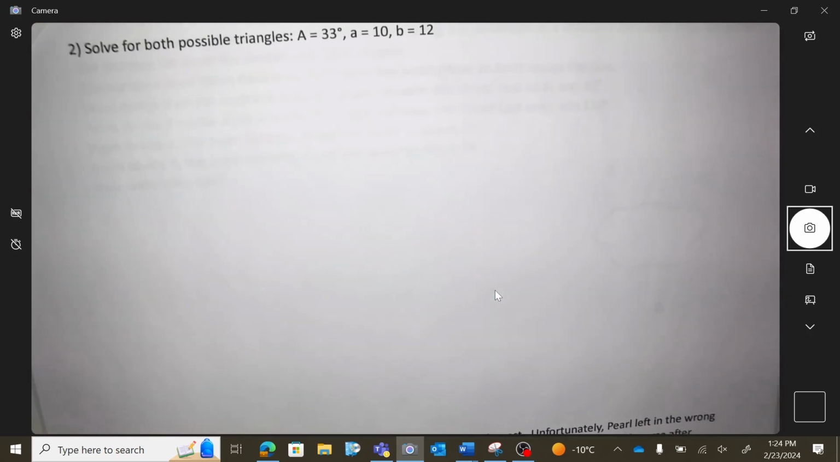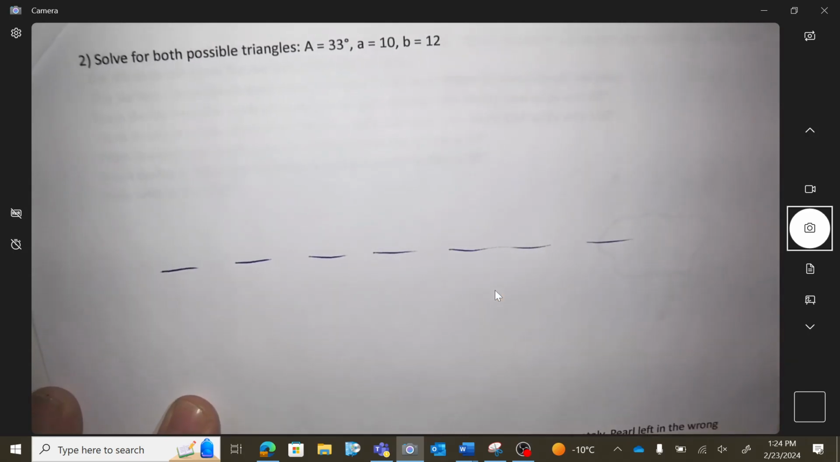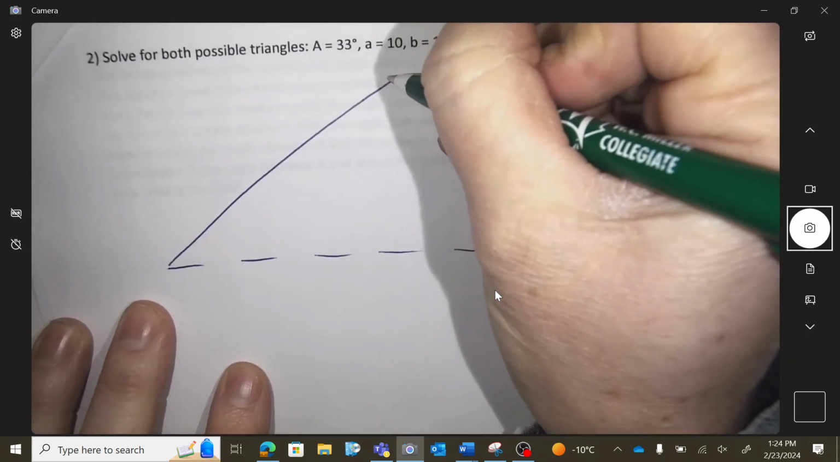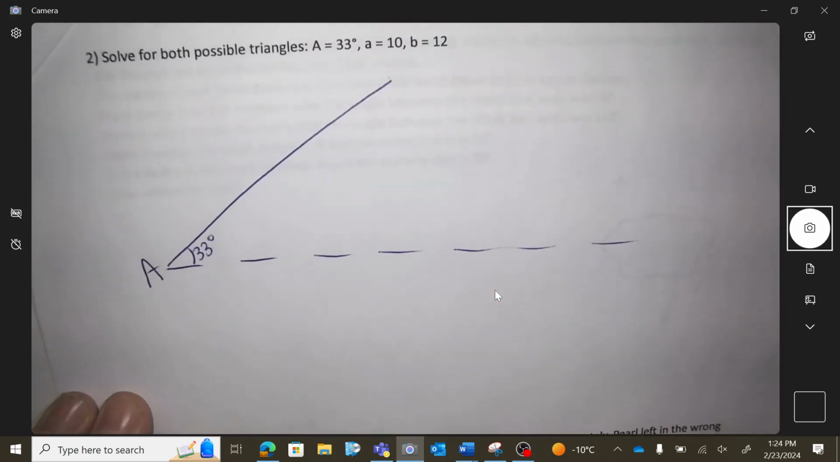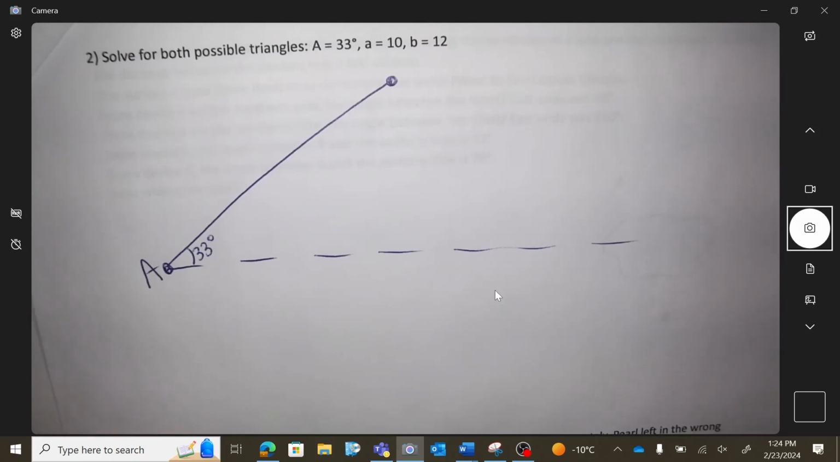Okay, solving an ambiguous triangle. So let's go. Don't know that side. Draw me a 33-degree angle. What do you want to put beside it? The 10 or the 12?